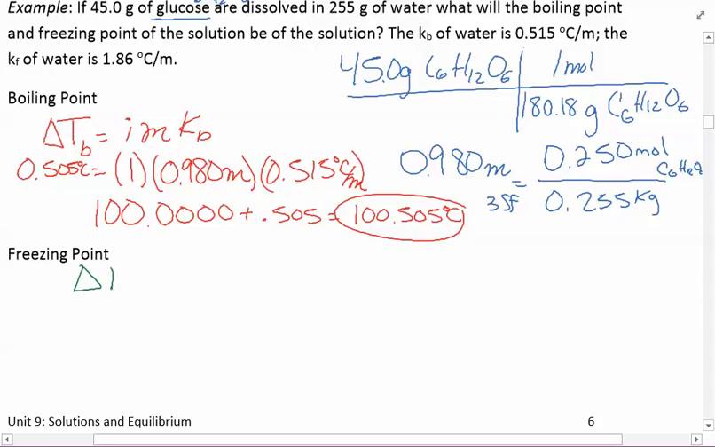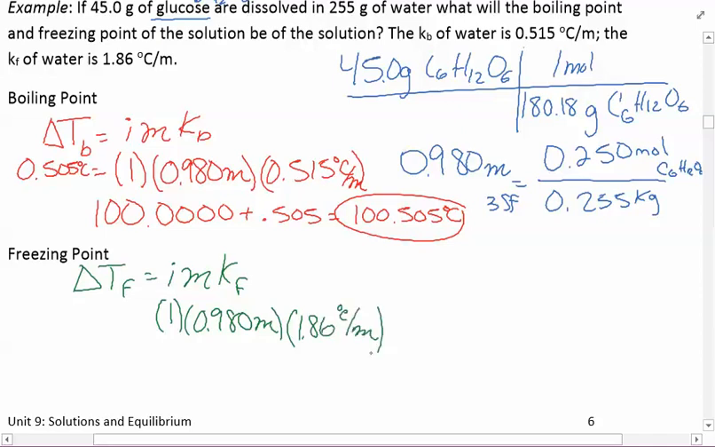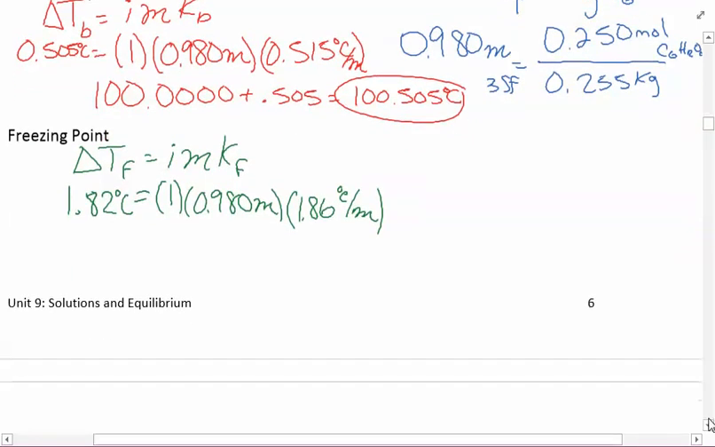The nice thing about these problems is when you calculate one, it's very easy to calculate the other. So we're going to calculate delta T f, which is the change for the freezing point, which is the same equation, except now we're using Kf. So i is still 1, molality stayed the same, and Kf is 1.86 degrees Celsius per molal. Now, comparing this to the last problem, notice how it's having a bigger impact on the freezing side than it does on the boiling side. So we should expect a bigger number here. So you end up with 1.82 here.